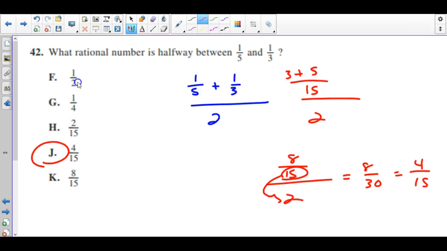So when it says rational number, they're expecting you to put this in a fraction form. Even though 1/5 simplifies to 0.2 as a decimal, 1/3 is pretty ugly and it goes to 0.3 repeating. So I would definitely not use a calculator there.